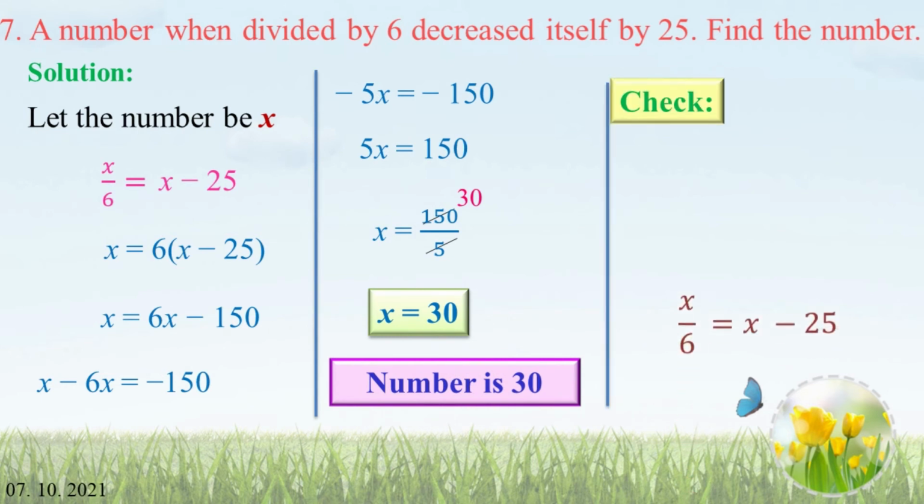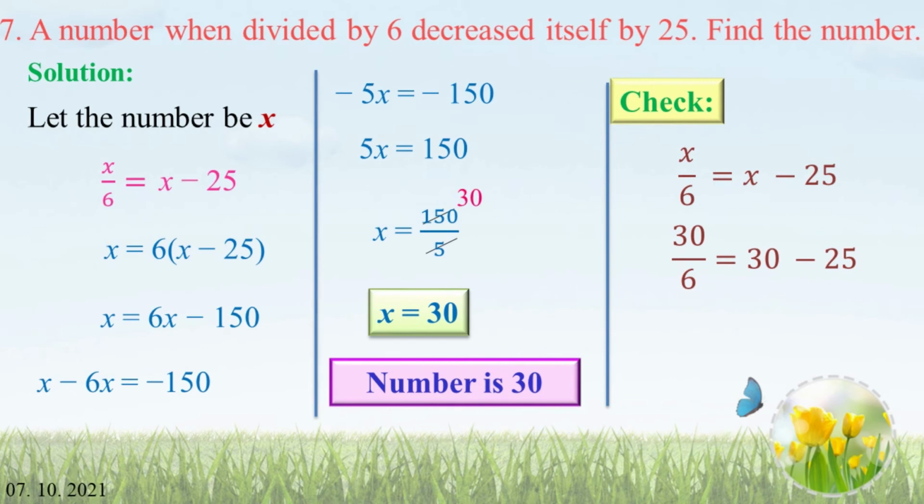Now we check the result. x by 6 equals x minus 25 is the linear equation. Now substitute x is 30. So 30 by 6 equals 30 minus 25. 30 by 6 will get 5. 30 minus 25 will get 5. So LHS equals RHS. So your result is correct.